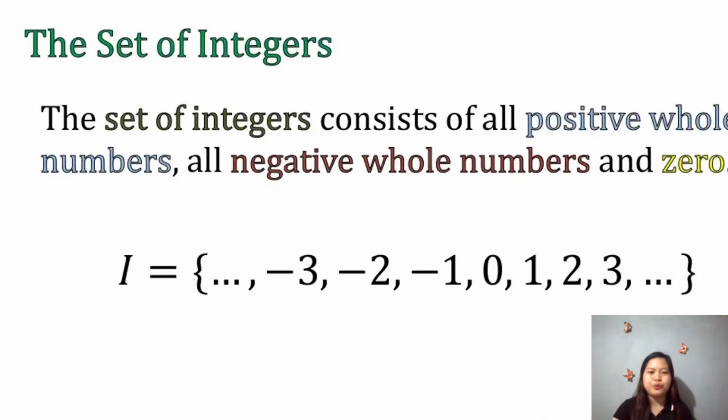Okay, so let's go. The set of integers consists of all positive whole numbers, all negative whole numbers, and zero. So again, when we talk about the set of integers, it contains the negative whole numbers, the positive whole numbers, and of course zero. Starting from 0 to the positive side, we have 1, 2, 3, 4, 5, 6, or the counting numbers. And we also have the negative whole numbers, which are negative 1, negative 2, negative 3, and so on.